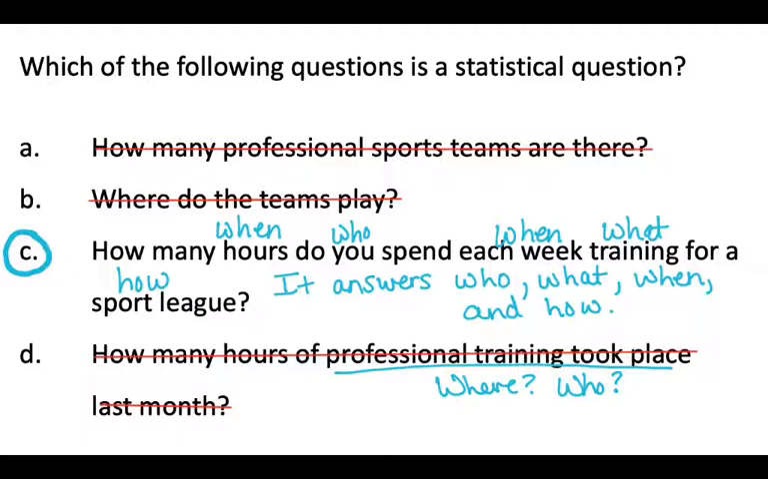So training for a sport league is different than training for a marathon or training for a swimming competition or something. So this is very specific, though it's not exactly specific. Maybe instead of a sport league, we could have said basketball league, or major league baseball, or something like that. That would have been an even better statistical question. But again, out of the 4 choices we had, this is the most specific that answered our who, what, when, and how questions. So go ahead and pause this and do your number 5.